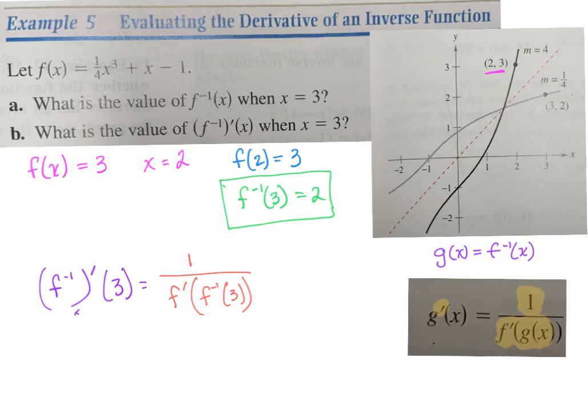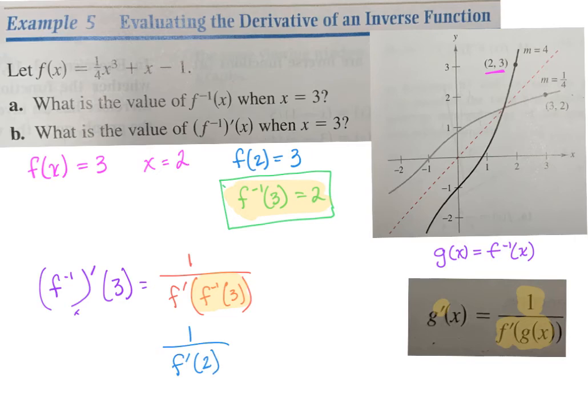So how do we find this inside piece right here? Think about it. This is just the y value from my original function, and I'm asking for the x value from my original function. That's what I did up here. If they're asking for the inverse at 3, then they're asking what x gives me the y value of 3 on the original function. So I'm just filling that in with a 2. So that's 1 over the derivative at 2.